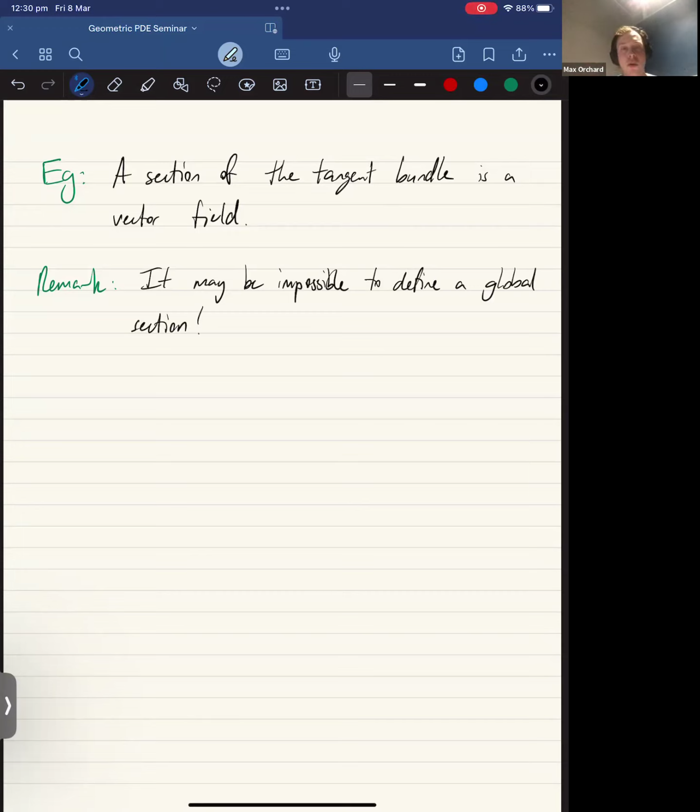So it might be impossible to define a global section on a fiber bundle. However, if we have some sort of local trivialization defined on an open neighborhood U, then we can always define a section on U. And we call this a local section.